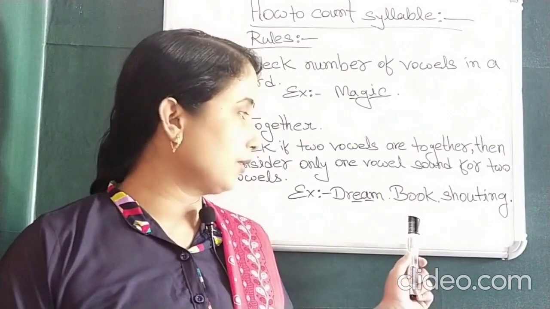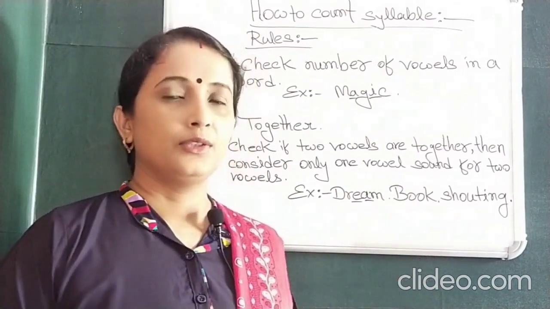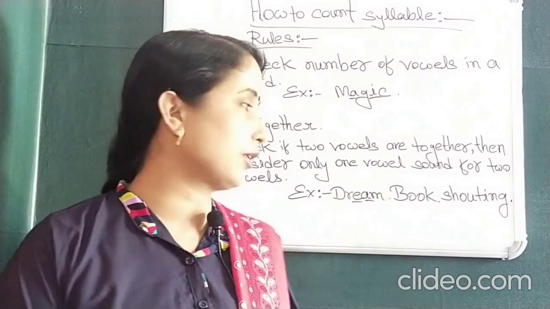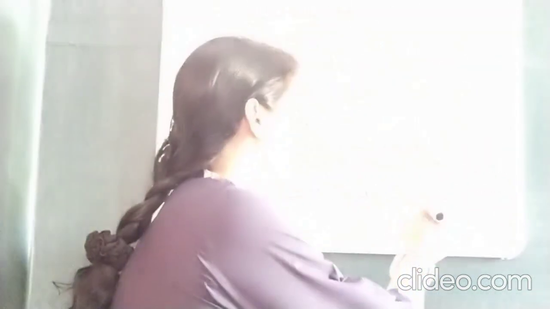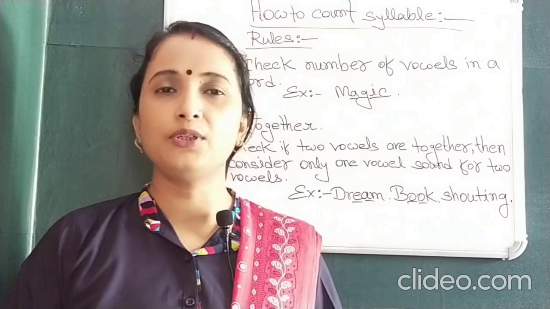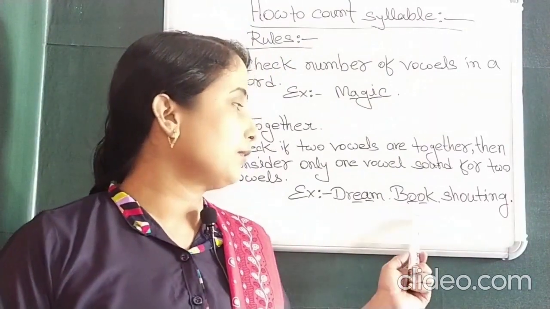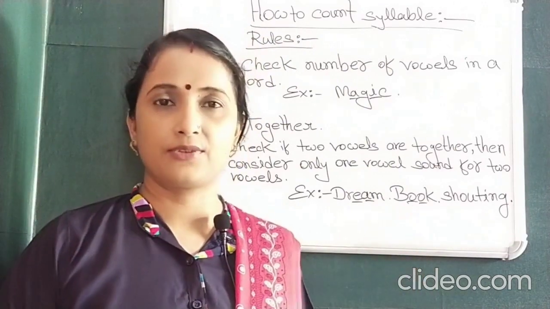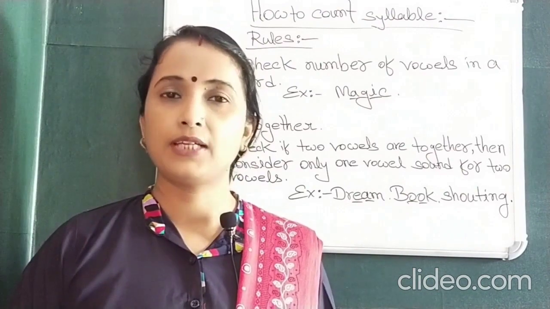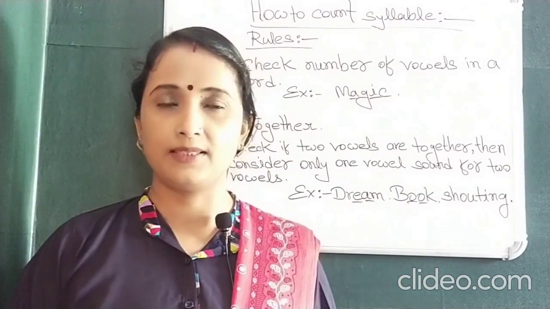Like book. In the word book, there are also 2 vowels, the double O. Though there are 2 vowels, we will consider only 1 vowel sound for those 2 vowels, because according to rule number 2, if 2 vowels are together, then we consider only 1 vowel sound for them. So, in the word book, there is only 1 vowel sound, meaning 1 syllable. We will pronounce it book. We can't part this word because here is 1 syllable.